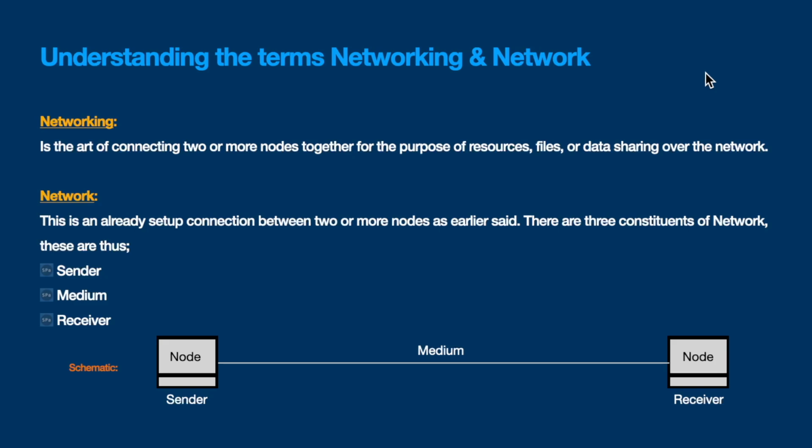And those nodes, I think I've told you, could be a PC, could be your laptop, it could be your phone, any system device that you can interconnect together. So that is what we refer to as what? The node. So it is the art of connecting two or more nodes together. Okay. So network, as I've earlier defined, is an already set up connection between two or more nodes. As earlier said, there are three constituents of network. I believe you are following me. If you are there, please can you thumbs up?